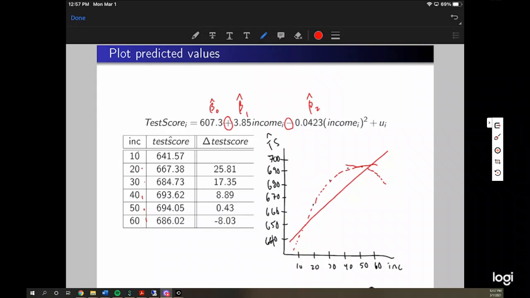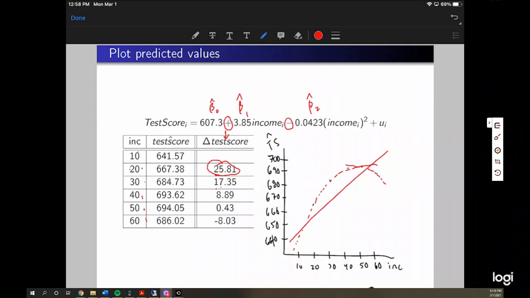I've also given you the change in predicted test scores here in the third column. You can see the change is large for going from 10 to 20. We have a change in test scores from an income of 10 to 20. Going from income from 20 to 30, the change is a little smaller. We went from 25 to 17. Going from 30 to 40, the change is going from 17 to 8. Going from 40 to 50, there's virtually no change in test scores.